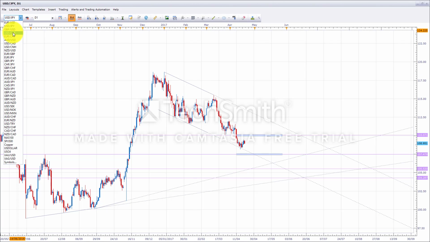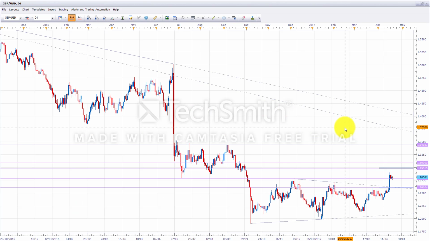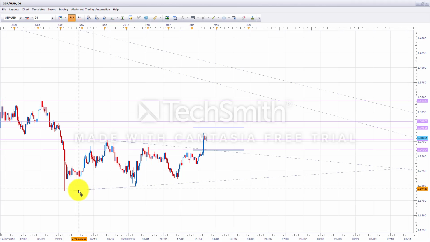Next pair I'd like to look at is the pound US dollar. Now the pound US dollar was in a triangle formation, as you can see here. It did break out of this triangle formation, plus it broke above the 1.261 resistance level, which we are now looking to potentially become support, and a pullback to this previous broken downward sloping trend line here as well.